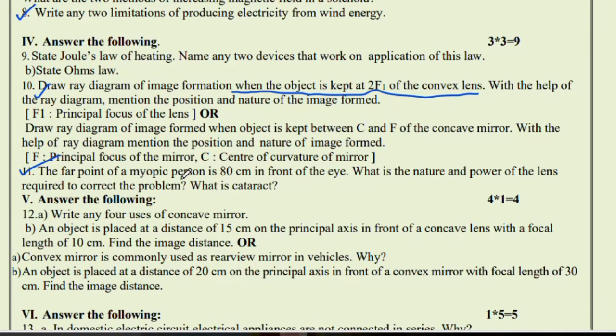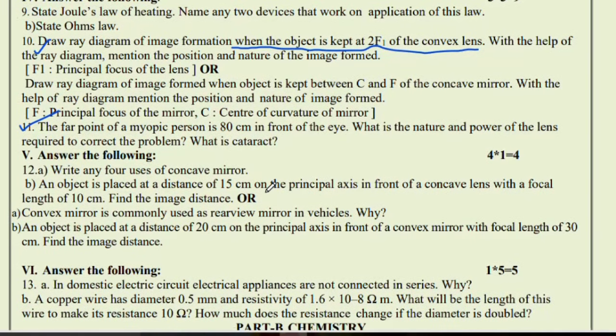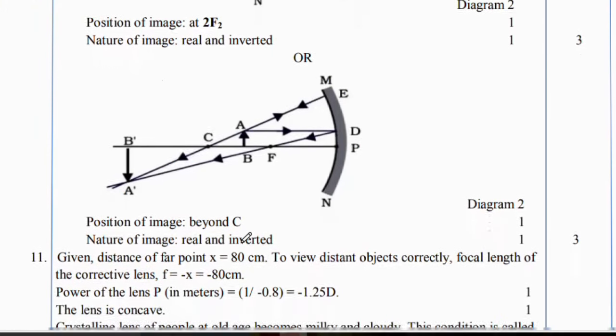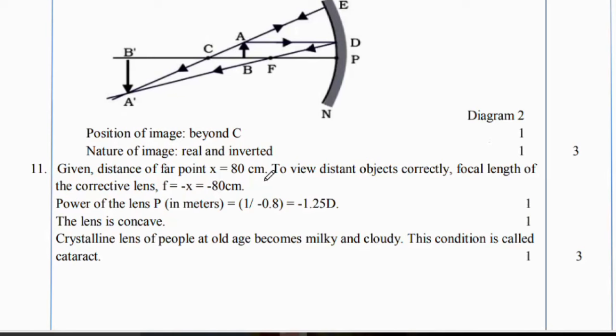Next question number 11, the far point of a myopic person is 80 cm in front of the eye. What is the nature of the power of the lens required to correct the problem, and what is cataract? So they have given the distance, that is far point x is equal to 80 cm. To view the distant object correctly, the focal length of the corrective lens is f is equal to minus x, therefore f is equal to minus 80 cm. Therefore the power of the lens is equal to 1 by f, therefore minus 1.25 D. Therefore we should use a concave lens.